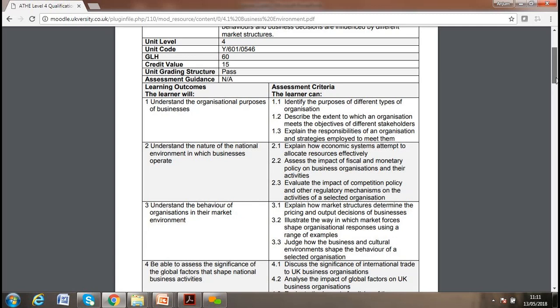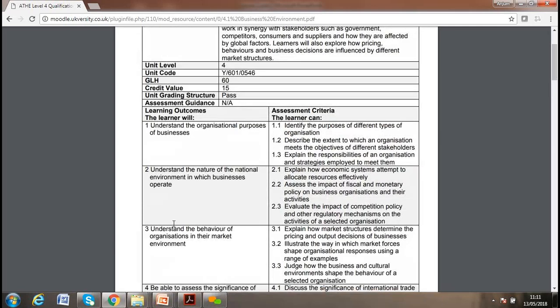When we look further down, LO2 is all about understanding the nature of the national environment in which businesses operate. Explain how the economic system attempts to allocate resources effectively, and assess the impact of fiscal and monetary policy. So today our major discussion will be on fiscal and monetary policy. Anybody know what is meant by fiscal? Fiscal policy is the policy of the government, and monetary policy is the policy of the central bank, which I'll go through with you in more detail.